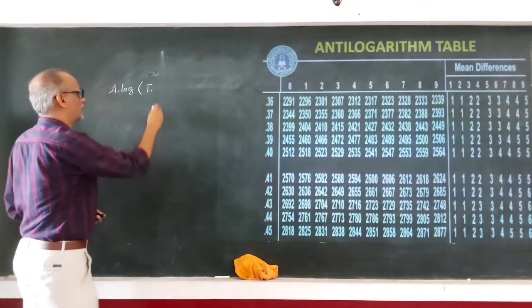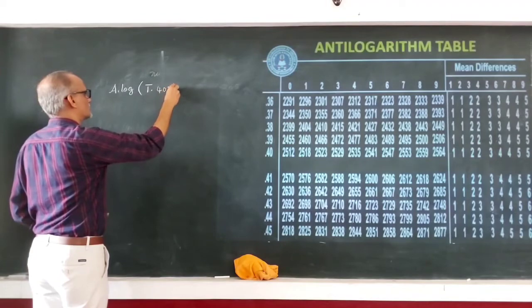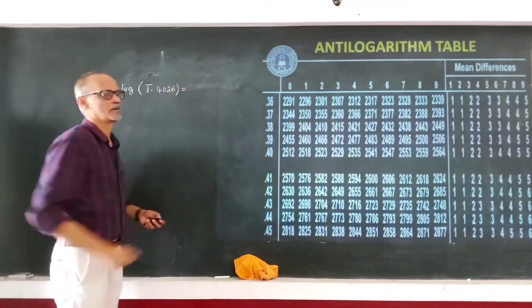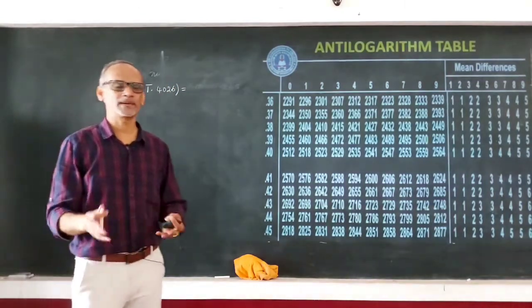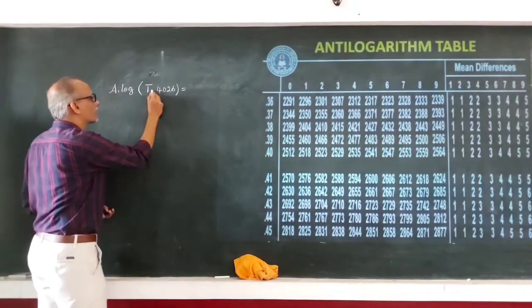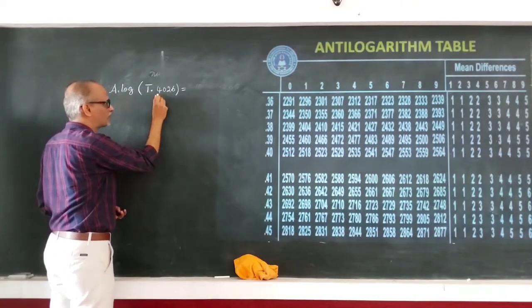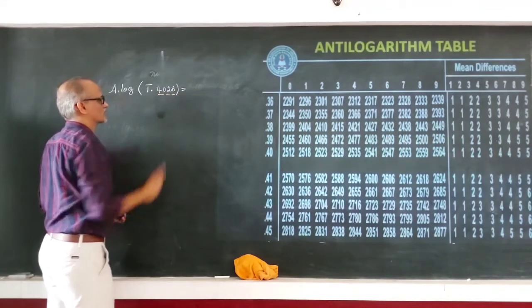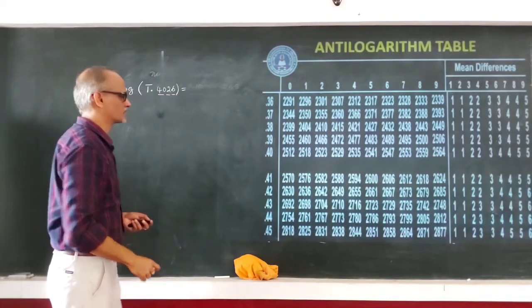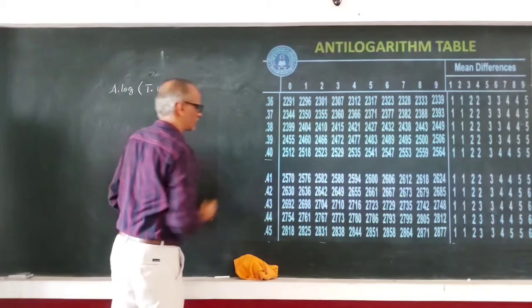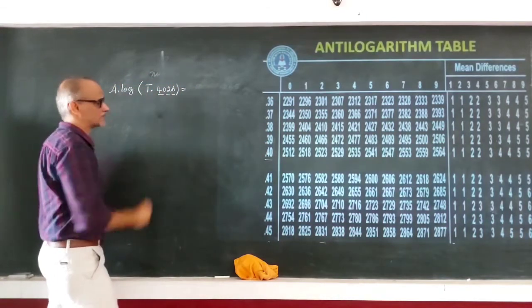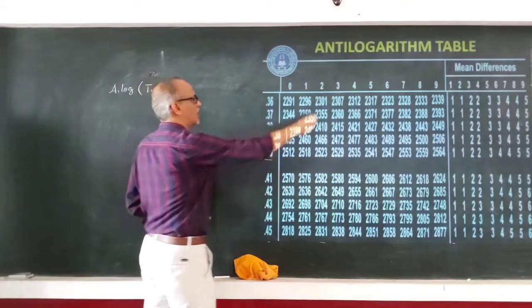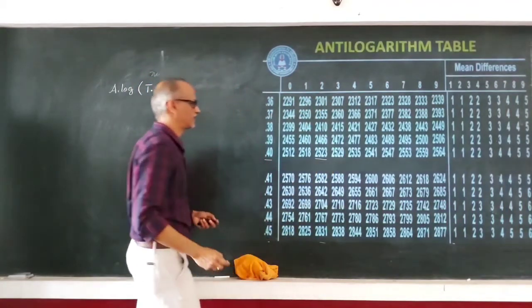The mantissa is 0.4026. So what is the rule in this case? The rule remains the same. Take the first 2 digits after the decimal point, then 1 digit, and then 1 more. 0.4026. Okay. Where is 0.40? Which is here. 0.40, next digit is 2. So 0.40 and the 2 intersect at 2523.